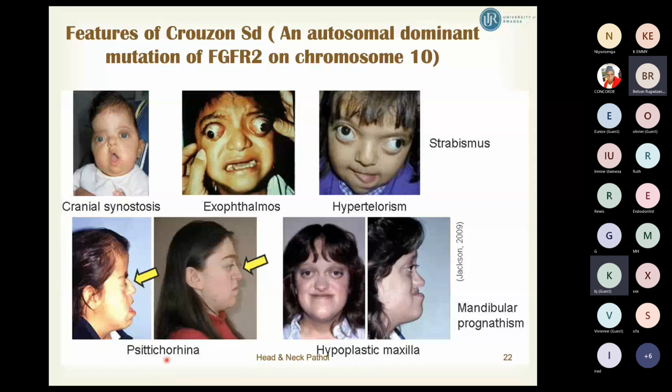So there is the pseudocornea, and then hypoplastic maxilla, like in trisomy 21 we saw earlier, the maxilla is small, which leads to mandibular prognathism.